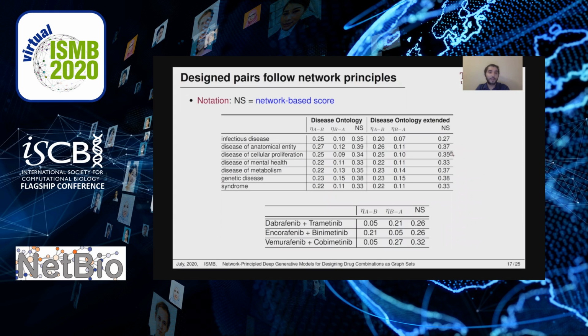Now that we have shown that our disease embedding is correct, we have shown that our RL model can follow the network principle that we talked about. We have calculated the network principle based on A XOR B, which is A minus B plus B minus A. And we have shown that for different disease categories from the disease ontology or disease ontology extended, we have similar or better network principle compared with FDA-approved network principles.